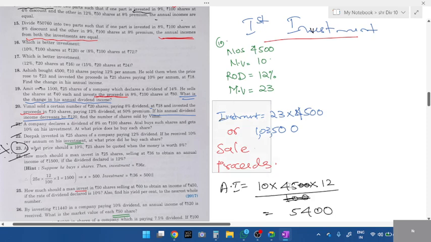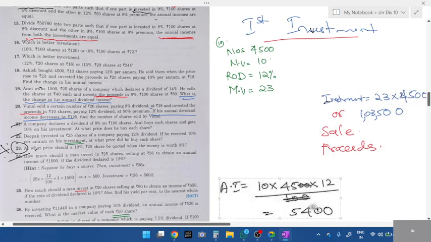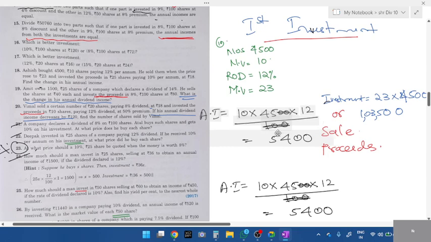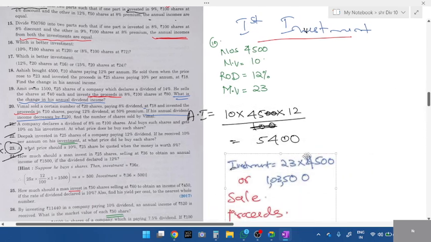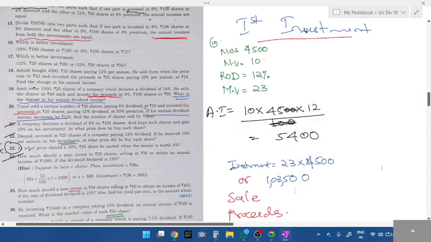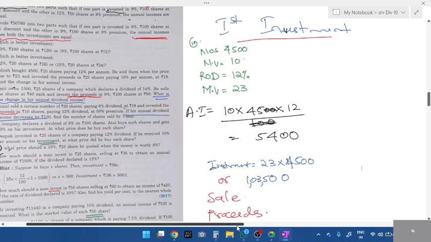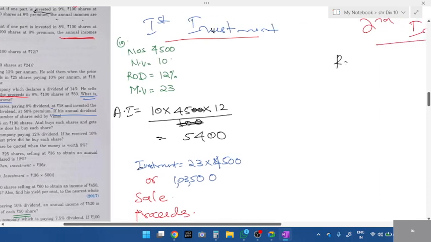See, actually, what you're supposed to do is, once you write the data, students, after writing the data, check what they've asked, comparison, annual income. That annual income you will have to show. Then we have to calculate investment. Investment or sale proceed, both are same. Okay, now tell me the second investment. What is rate of dividend for second investment? 8%. 100 shares.